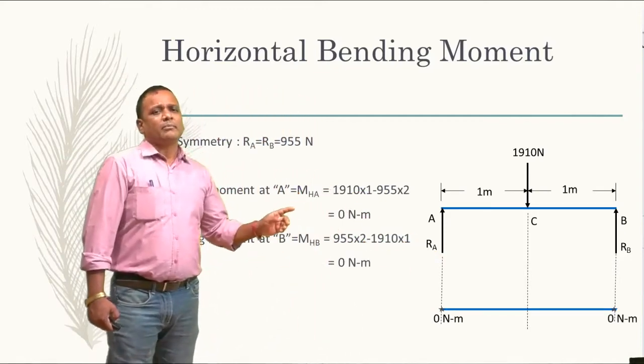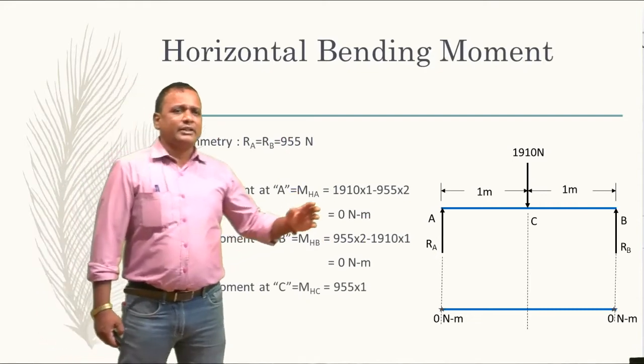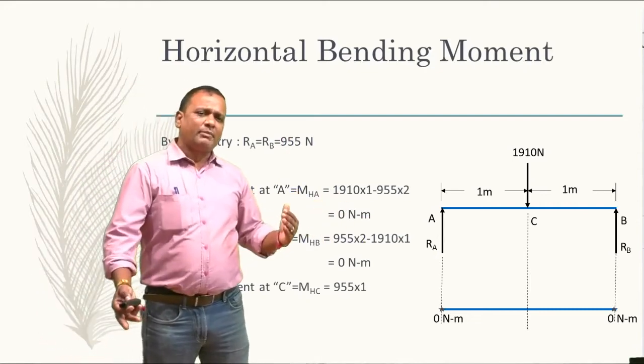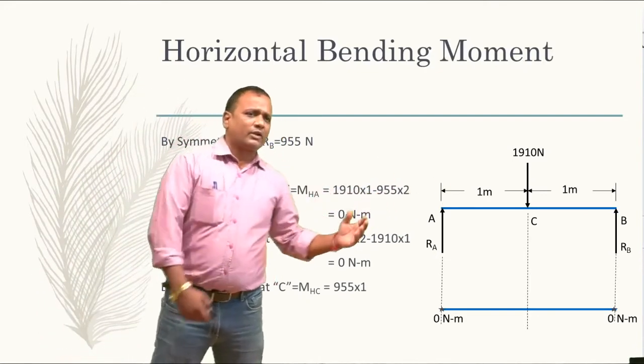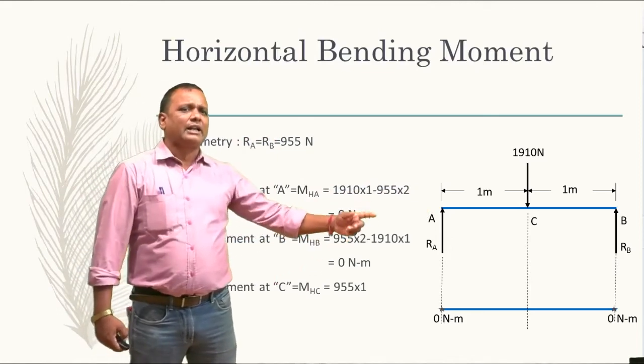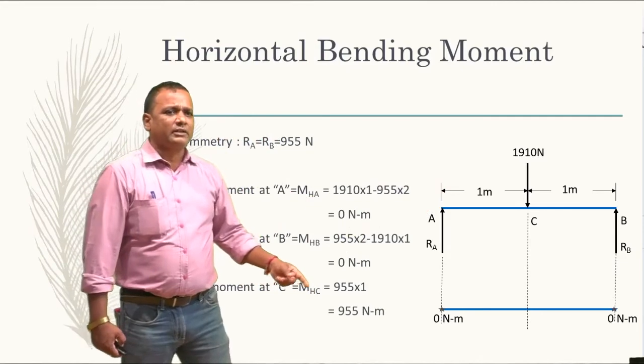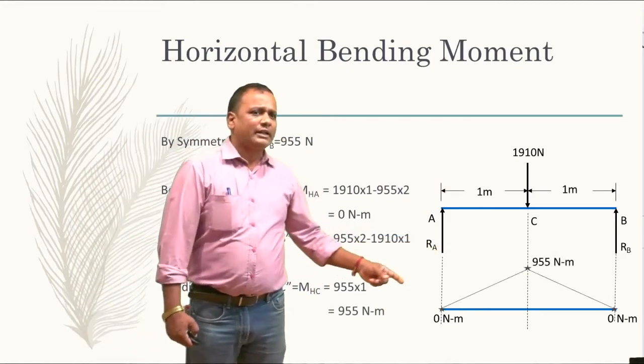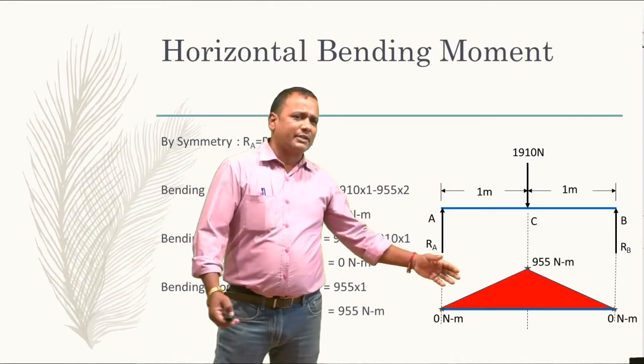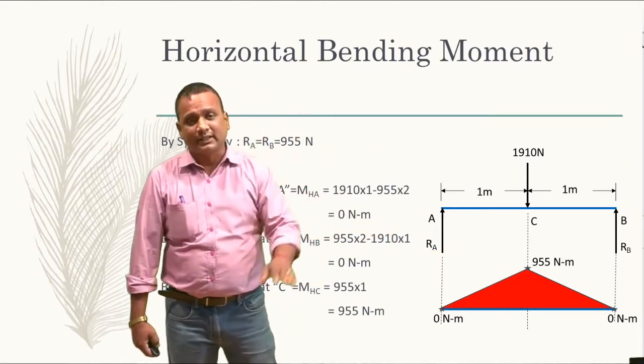Now again at point C, either you consider the right side of that element or the left side of it. I'm going to consider the right side, which is Ra into 1 meter. So it will be 955 into 1, so it will be 955 Newton meter. Then I'm going to mark it over there, then join those lines and shade it up. This is the maximum bending moment, the horizontal bending moment.